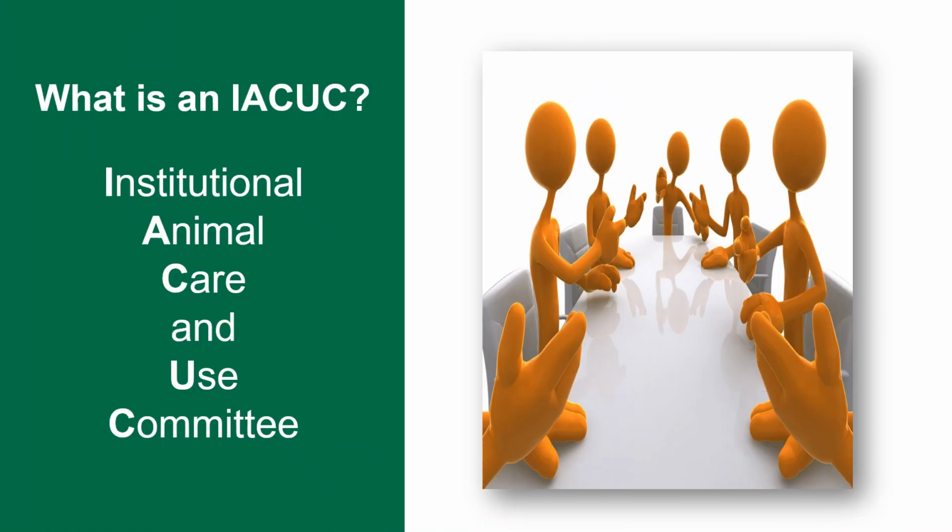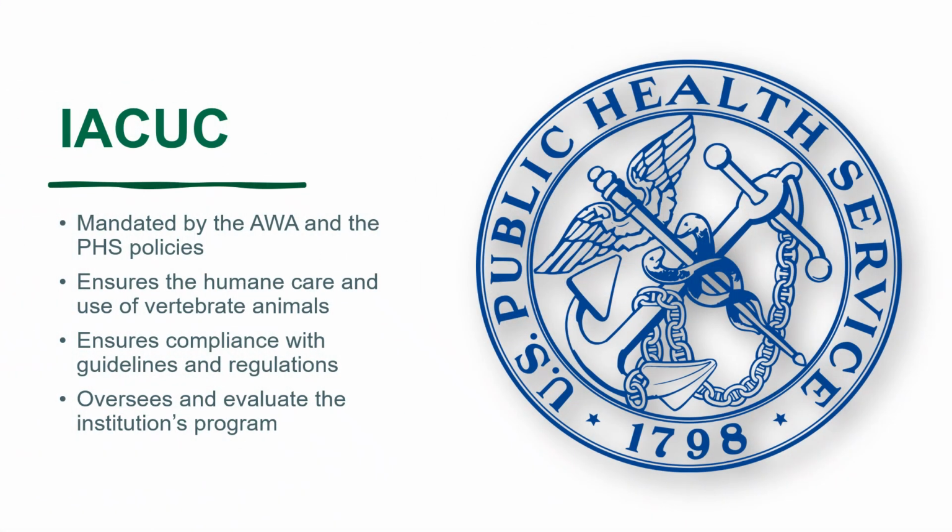What is an IACUC? The IACUC stands for the Institutional Animal Care and Use Committee. The IACUC is a committee mandated by the AWA and the PHS policies to ensure the humane care and use of vertebrate animals in research, teaching, and testing, and to ensure compliance with guidelines and regulations. The IACUC has oversight of the institution's animal care and use program, including its procedures and facilities.